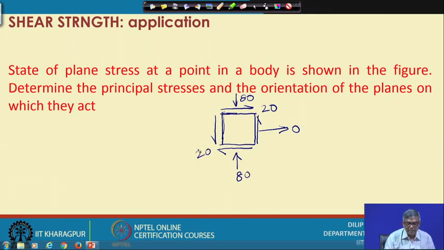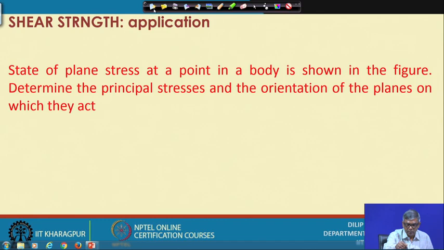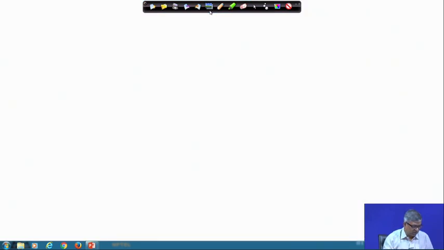State of plane stress at a point in a body is shown in the figure. Determine the principal stresses and the orientation of the planes on which they act. This is a very simple problem. I will list the information given, and then based on that information we will see how to do it using Mohr circle, and I will show you in combination of the Mohr circle and calculation also.